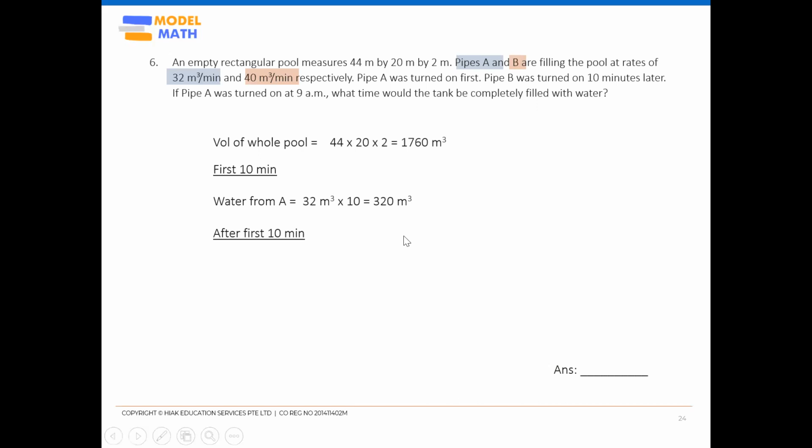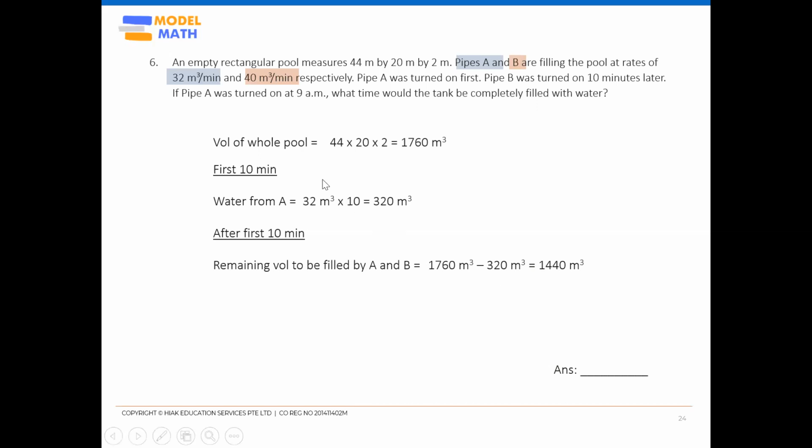So what we should do is to find out what is the volume of this remaining pool first. And this remaining volume will be filled up by both pipes moving forward. So simply take your whole pool volume, subtract away the water that came from A. All right, so this is the remaining volume that will be filled up by pipe A and B.